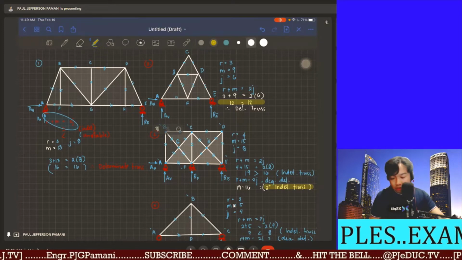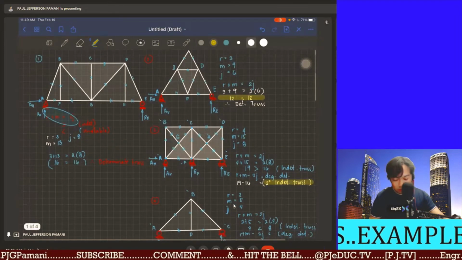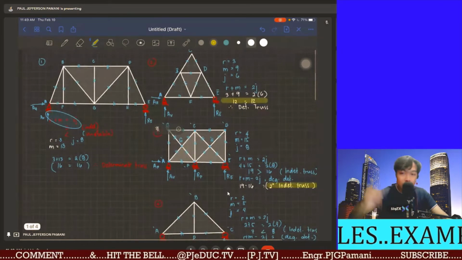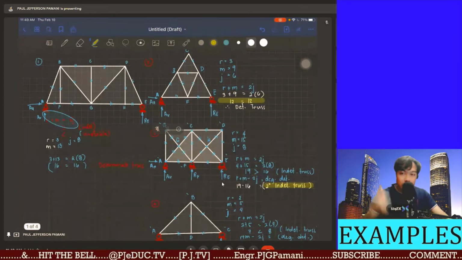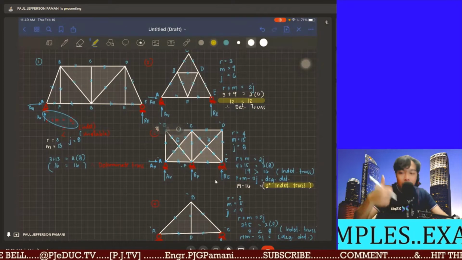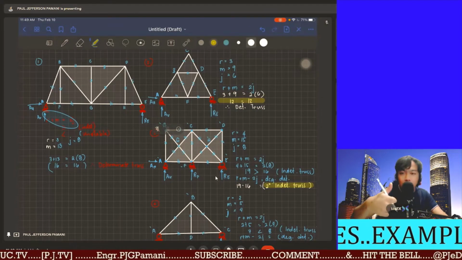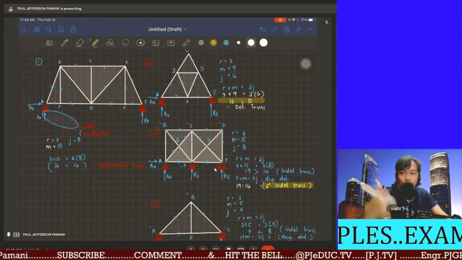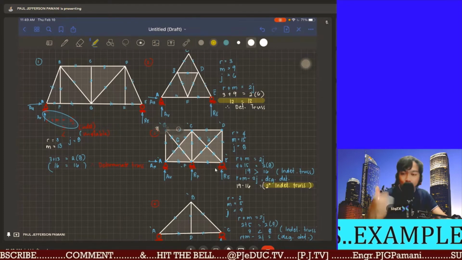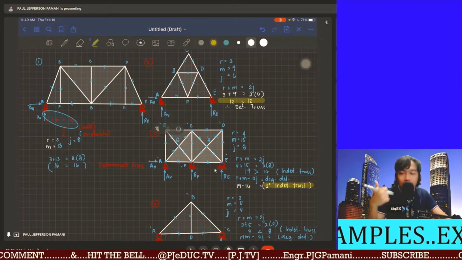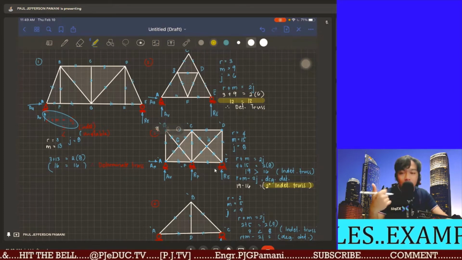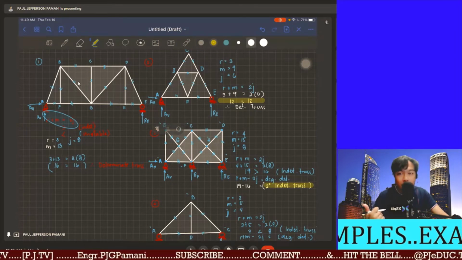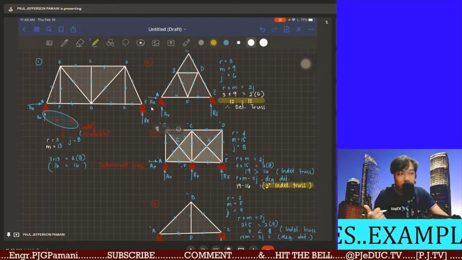Ano ba ang condition natin sa simple truss, compound truss, complex truss? Simple truss is solvable by the method of joints and method of sections. Method of joints considers the first two unknown members connected by a joint. Method of section can be easily solved, trusses that are solved by dissecting more or less three members.